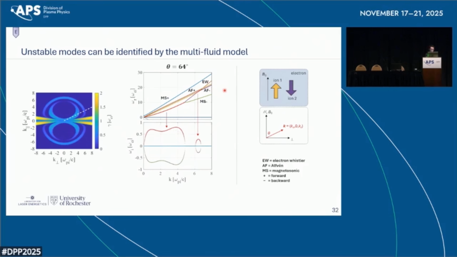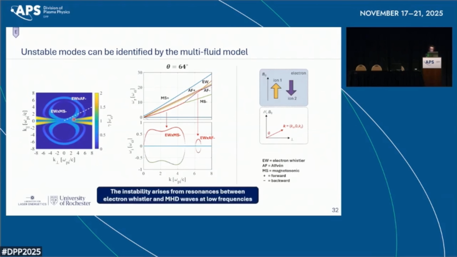And now we have unstable modes. So with this multi-fluid model, we can know that this mode here comes from the resonance between electron whistler wave and the backward magnetosonic wave. And this branch here comes from the resonance between electron whistler wave and backward Alfvén wave. So back to this plot here, the inner circle is a resonance between electron whistler wave and magnetosonic wave. The outer circle here is the electron whistler wave and Alfvén wave.